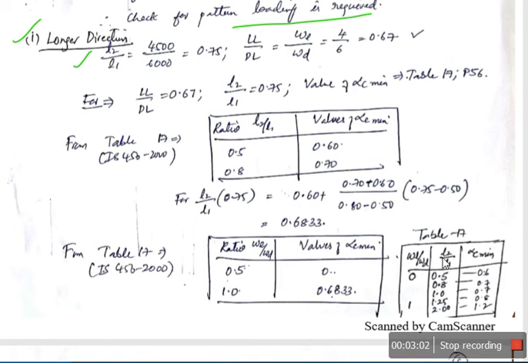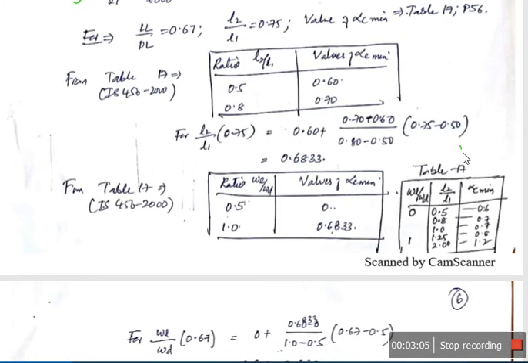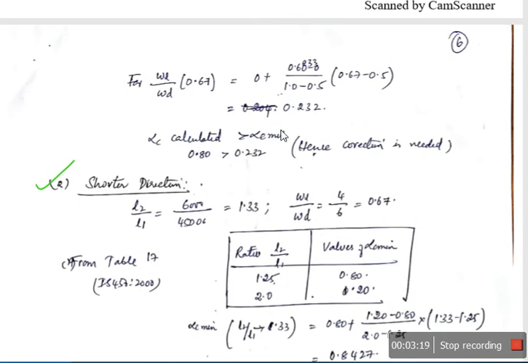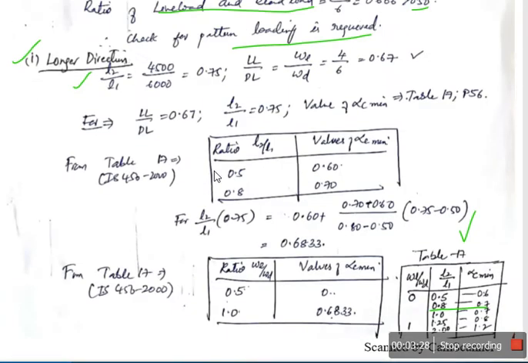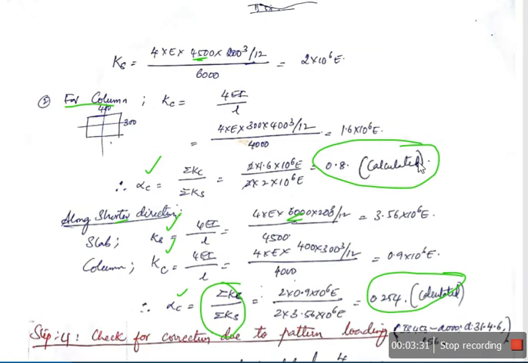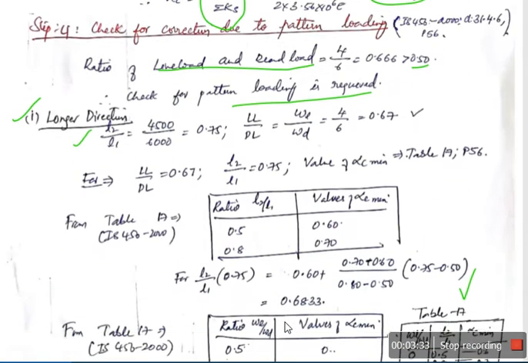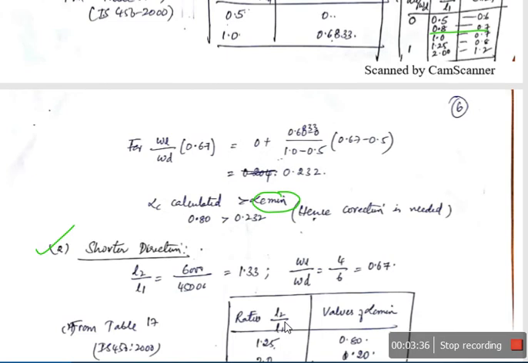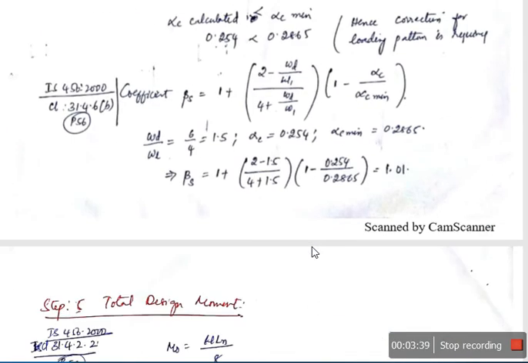Then from Table 7 of IS 456, you need to look up L2 by L1 equal to 0.75. What is the alpha minimum value? You will get some alpha c minimum value. If the alpha c you calculated previously is a greater value than alpha c minimum, then the pattern of loading need not be considered and the correction shall not be done. In the same way, we have the same thing here.